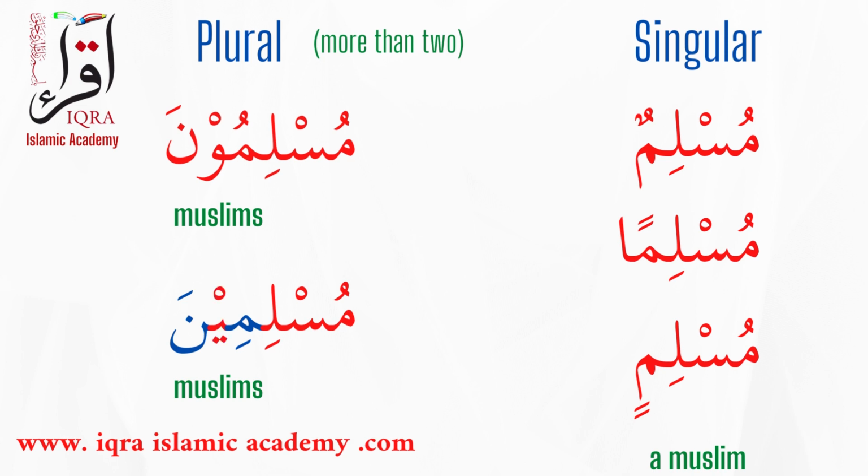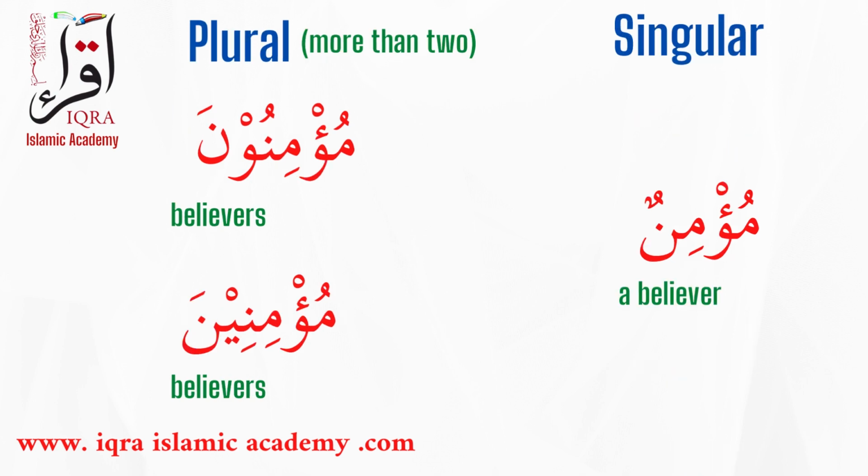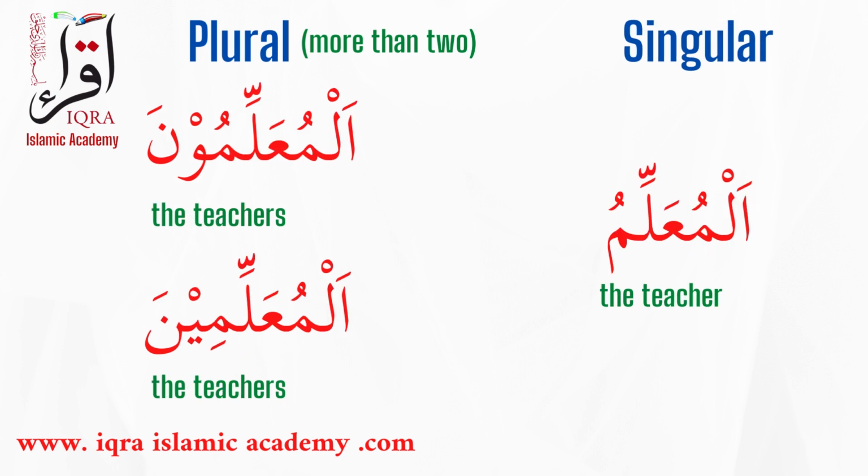You can see that ya and noon are added, and the letter preceding, which is meem, gets a kasra, and the noon is getting a fatha. Muslimun, a Muslim; Muslimuna, Muslims; Muslimina, Muslims. Mu'minun, believer; Mu'minuna, believers; Mu'minina, believers. Al-Muallimu, the teacher; Al-Muallimuna, the teachers; Al-Muallimina, the teachers.